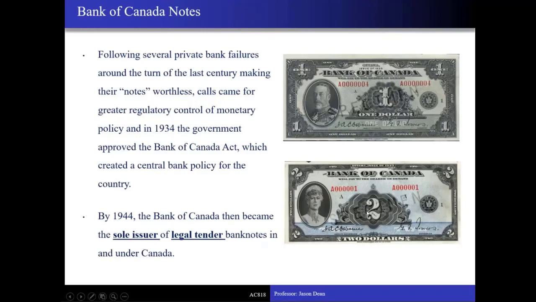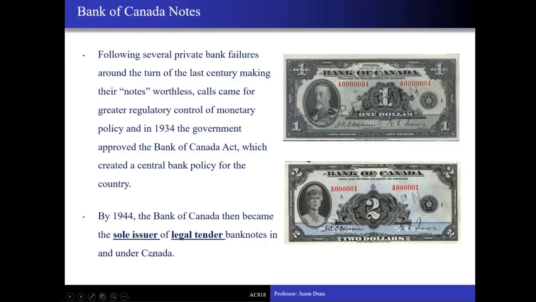So again, with these notes, it's not backed by anything. After the 1930s, none of this money was backed by gold or anything. So if you brought one of these to the Bank of Canada to redeem it, you would just get another one. There was nothing else backing it.